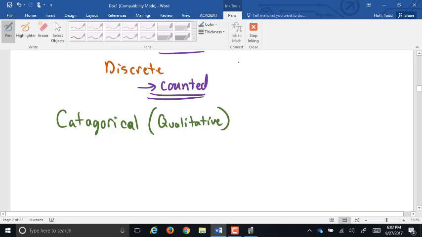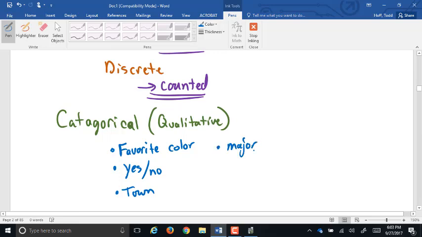Examples of categorical variables. Favorite color. It puts you in a category of people who like red or blue or green or purple. Any yes or no questions, because it puts you in a category. You're either a yes or you're a no. You're either for or against. Town that you live in. Your major, your degree program. Those are all categorical variables. The answer is a category. It puts you into a category.